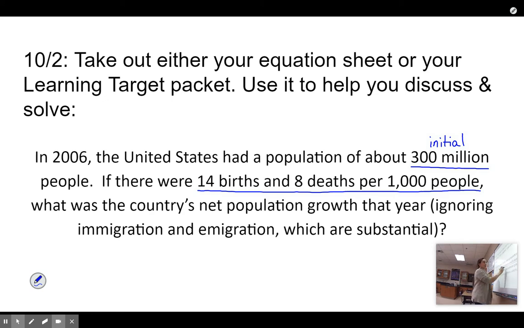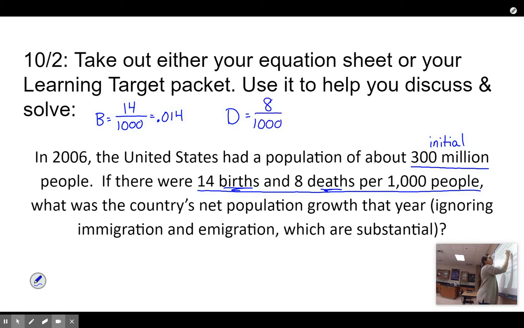Well, this gives us births and deaths, but the calculation here would be a little tricky if we try and go from millions to per 1,000 people. So the first thing I'm going to do is I'm going to convert the birth rate and the death rate to a per capita number, so per person. So if we have 14 births per 1,000 people, that means for every one person, the per capita birth rate would be 0.014. We can do the same thing with the death rate. It says there are 8 deaths per 1,000 people. So that's a per capita death rate of 0.008.